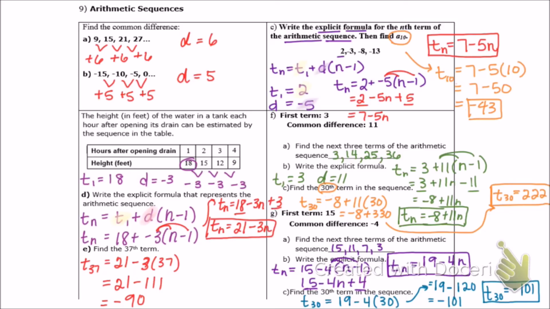And then using our first term and our common difference, the explicit formula is T sub n equals 19 minus 4n. And then to find the 30th term, of course, we plug that into our explicit formula so we can easily find what our output is. So after the 30th term, we get an output of negative 101.